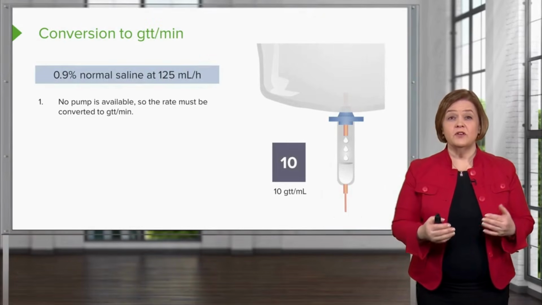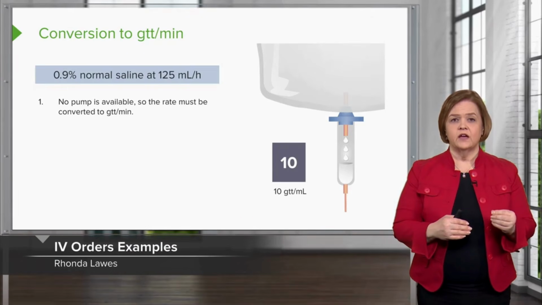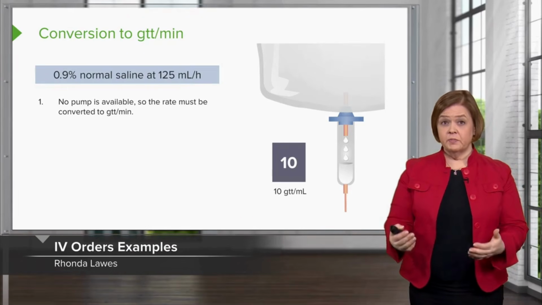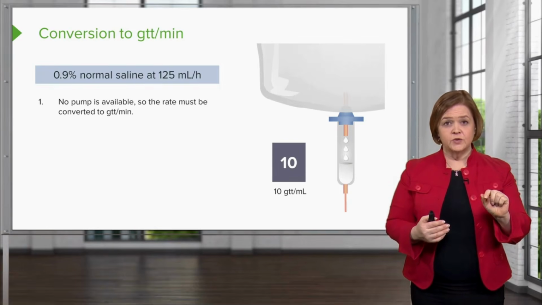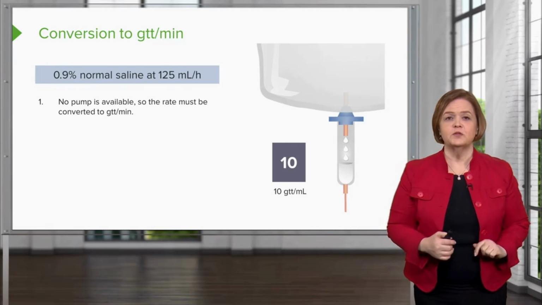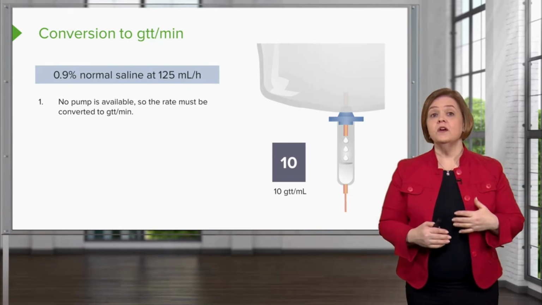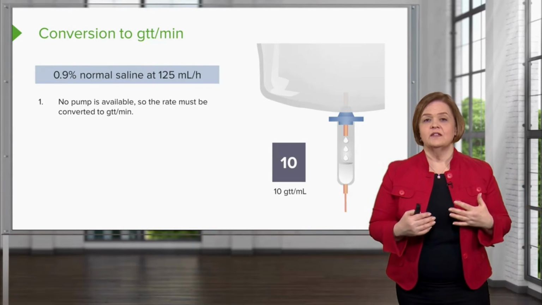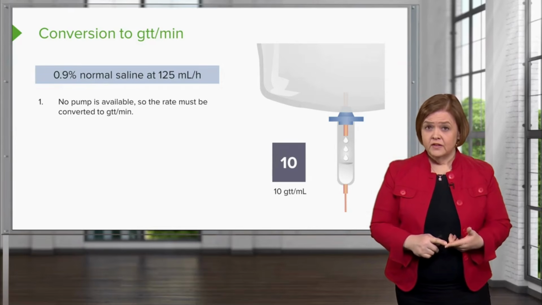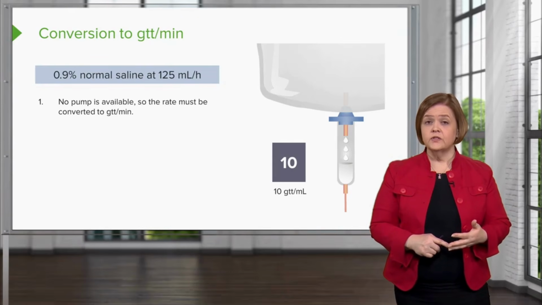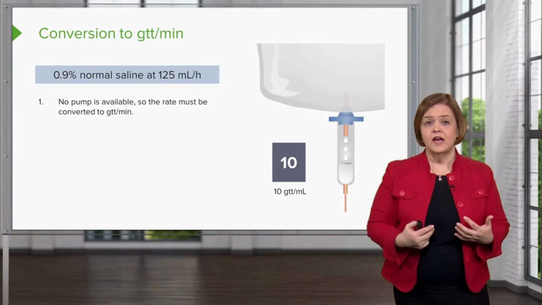Now let's talk about converting drips to minutes. Okay, so we've got normal saline at 125 mils an hour. Now, if you had a pump, you would just hang the bag, put the cartridge in the pump, and set it to 125 mils per hour, and the pump would make sure that's the rate it went. But we want you to be prepared in case there isn't a pump available. Now you may think, when would this happen? It can happen in the hospital, it can happen in certain settings, and it can also happen in the event of an emergency. So you need to know how to be prepared to do this.